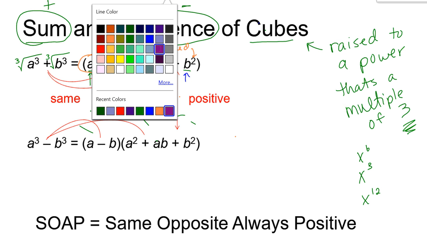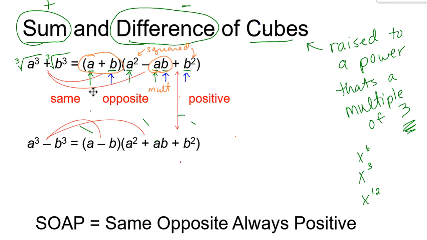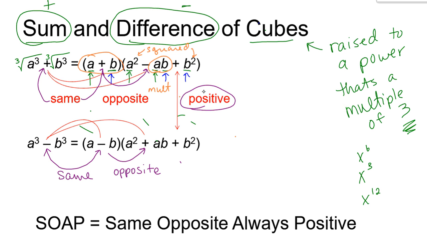Now, when it comes to the pluses and minuses, this sign right here will always be the same as what you started with. Notice down here for the difference, that guy right there was the same again. This next one over here is the opposite, right? See how it's opposite to go to there. And then the last one is always positive. Always.